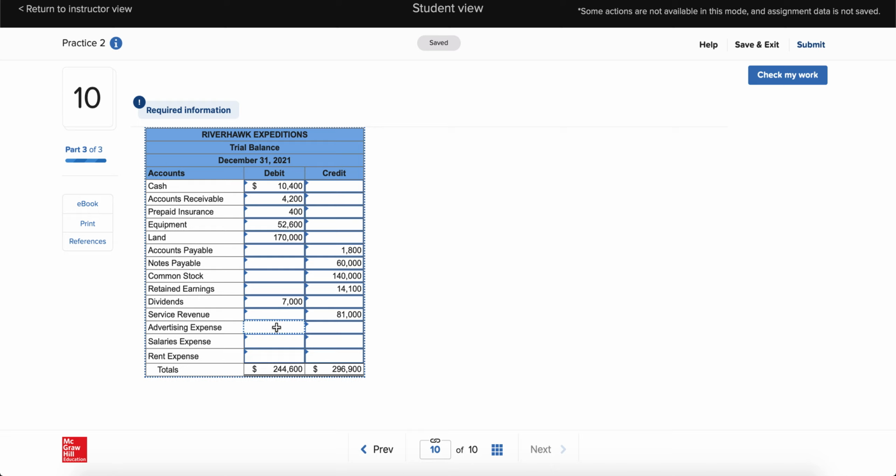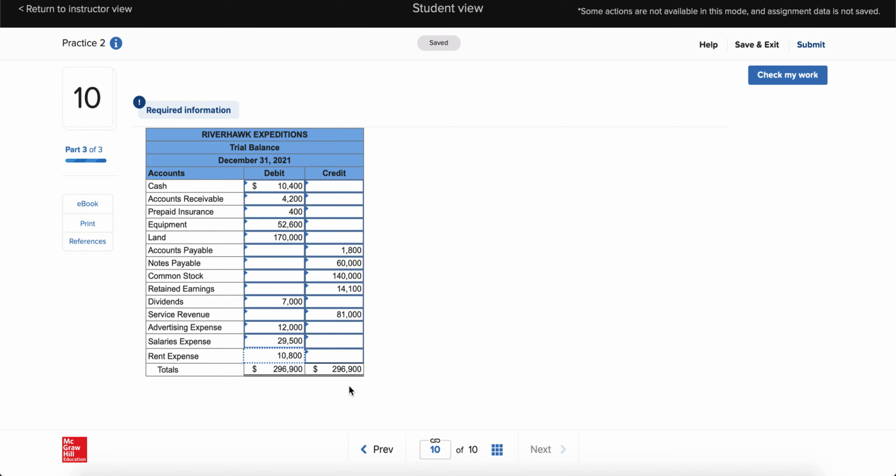Advertising expense, all your expenses should have debit balances. So we're looking at $12,000 here. Salaries, $29,500, and rent expense, $10,800. So when I'm done here, I want my totals to match. Debits have to equal credits or this is no good.